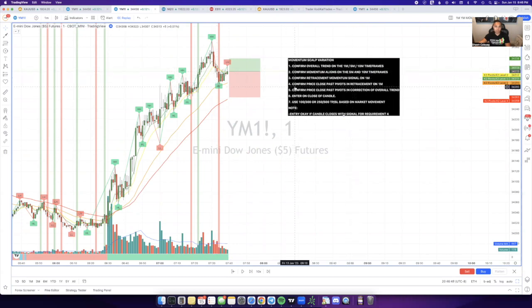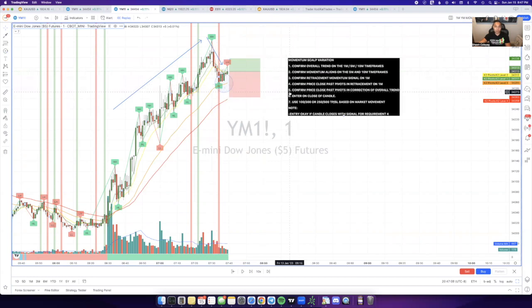Next step, you want to look at step 4 and confirm that price closes past the pivots in retracement on the 1 minute time frame. So as you can see right here, price was pushing up. Price retraced right here to the downside, and it closed below the pivots, right? So with that said, you can now confirm requirement number 4.